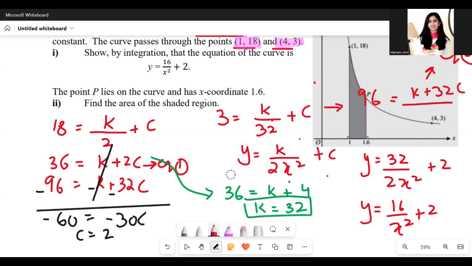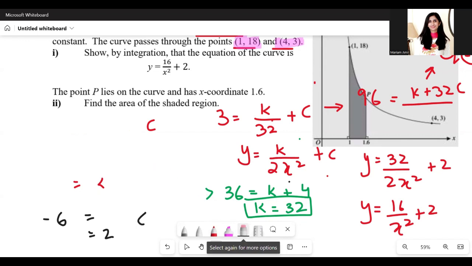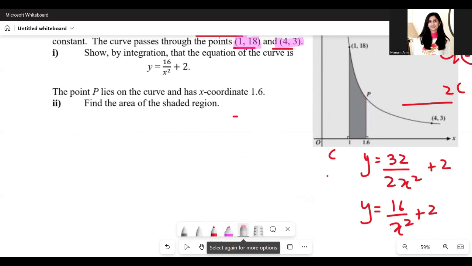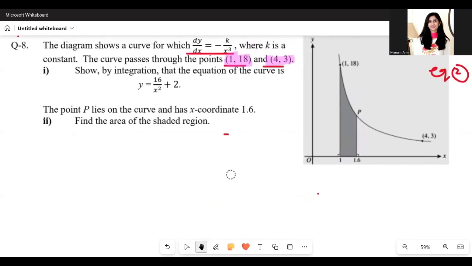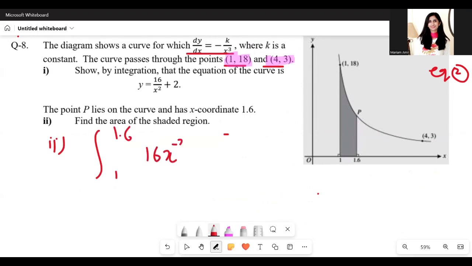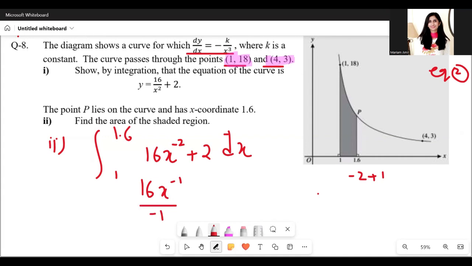Find the area of the shaded region. Now this is a question on integration. So the curve is being integrated within the limits 1 to 1.6. So we integrate the curve from 1 to 1.6, and the curve is 16 x power minus 2 plus 2, and we write dx here. Let's integrate. We get 16x power, what is minus 2 plus 1? It is minus 1. Also minus 1 in the denominator. Plus integration of 2 is 2x.